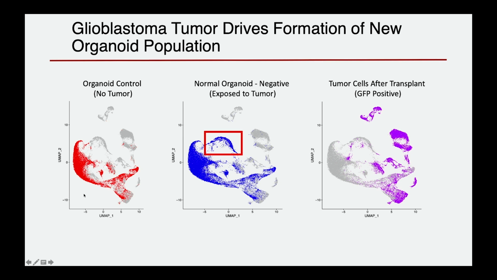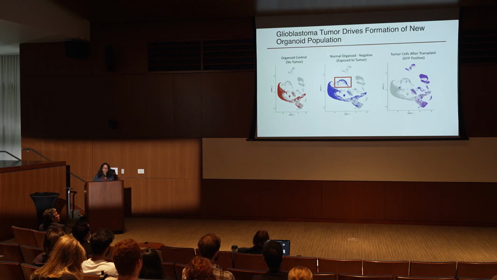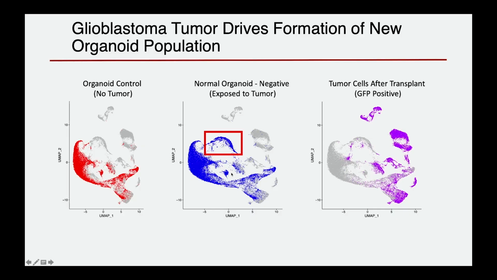So this is an organoid that did not see tumor, and we and others have really shown in the field that organoids tend to be relatively consistent within a batch. So we are fairly confident that this will look like the organoid that was transplanted with tumor. And then if we look at the normal organoid cells, so these are GFP negative ones, but that were exposed to tumor, we see the emergence of a new population. And we think that this is really exciting because this new population, and we've seen this across multiple tumors, is emerging presumably from some of these interactions with the tumor.